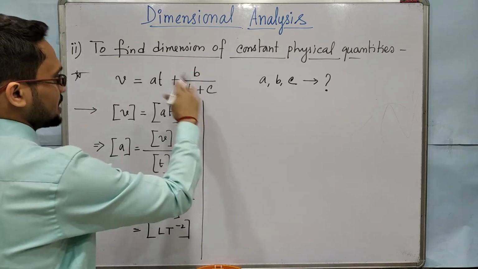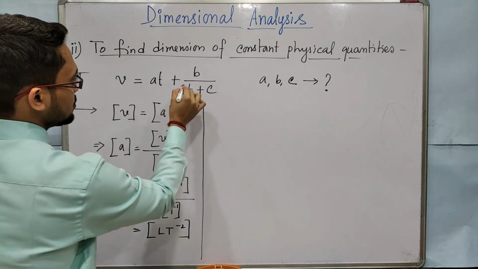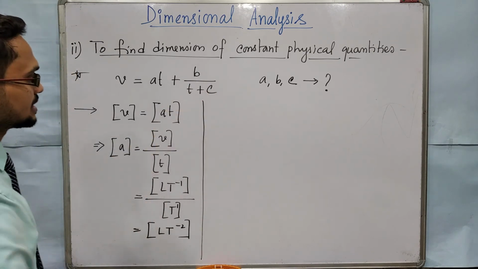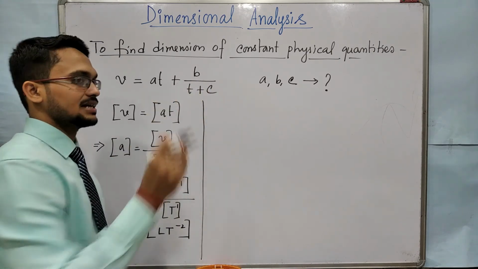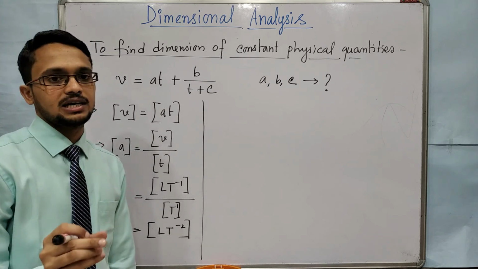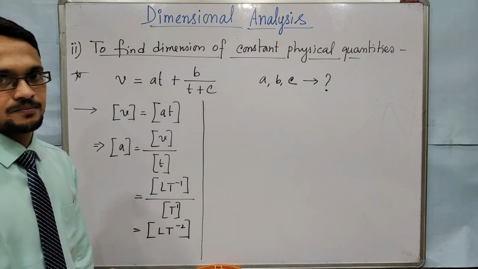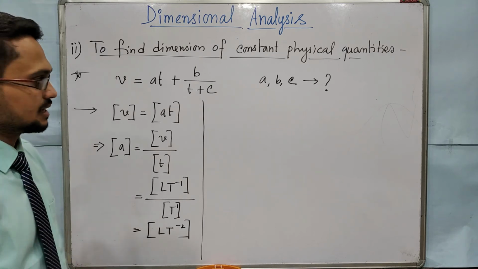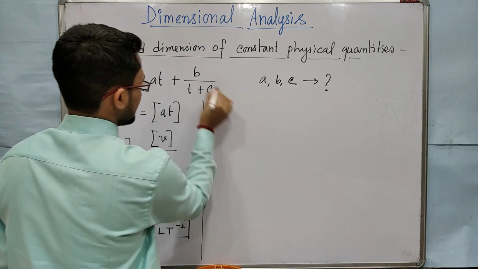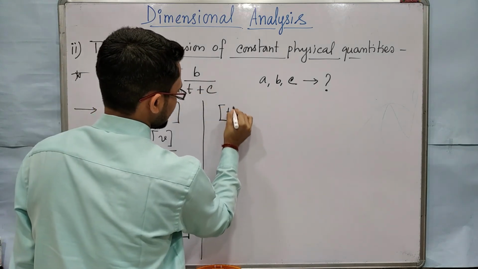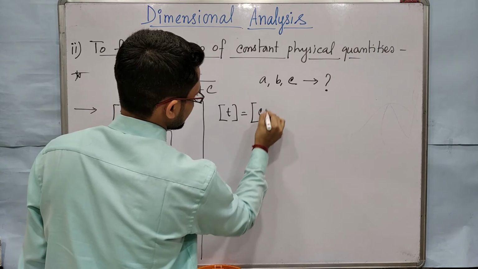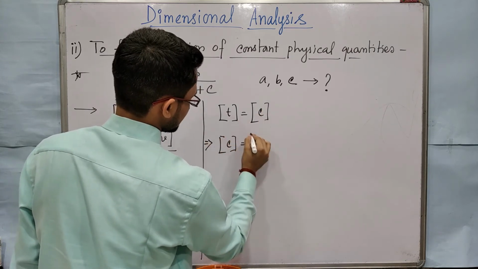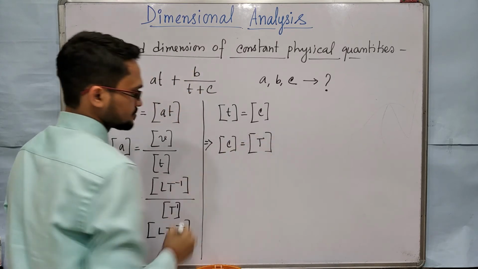Now come to this part. First we will look into this equation T plus C. Two quantities are added here. When two quantities are added, those two quantities will have the same dimension. Two quantities of the same dimensions can be added or subtracted. So from this part T plus C, we can write dimension of T equal to dimension of C. Very easy. So dimension of C is the dimension of time, that means capital T.